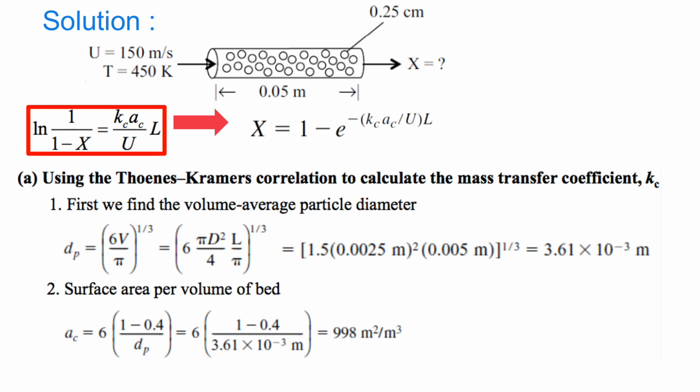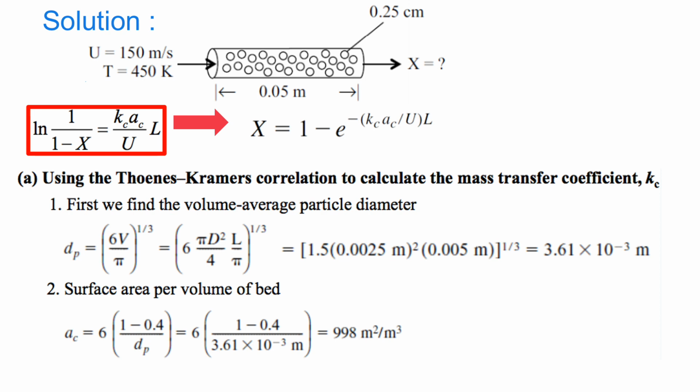This is from the earlier equation when we derived just now. ln 1 over 1 minus X equals Kc a_c over U times L. It's from equation 11.64 in your textbook. First, let's have a look at solving Kc if we follow the Thoenes and Kramers correlation.